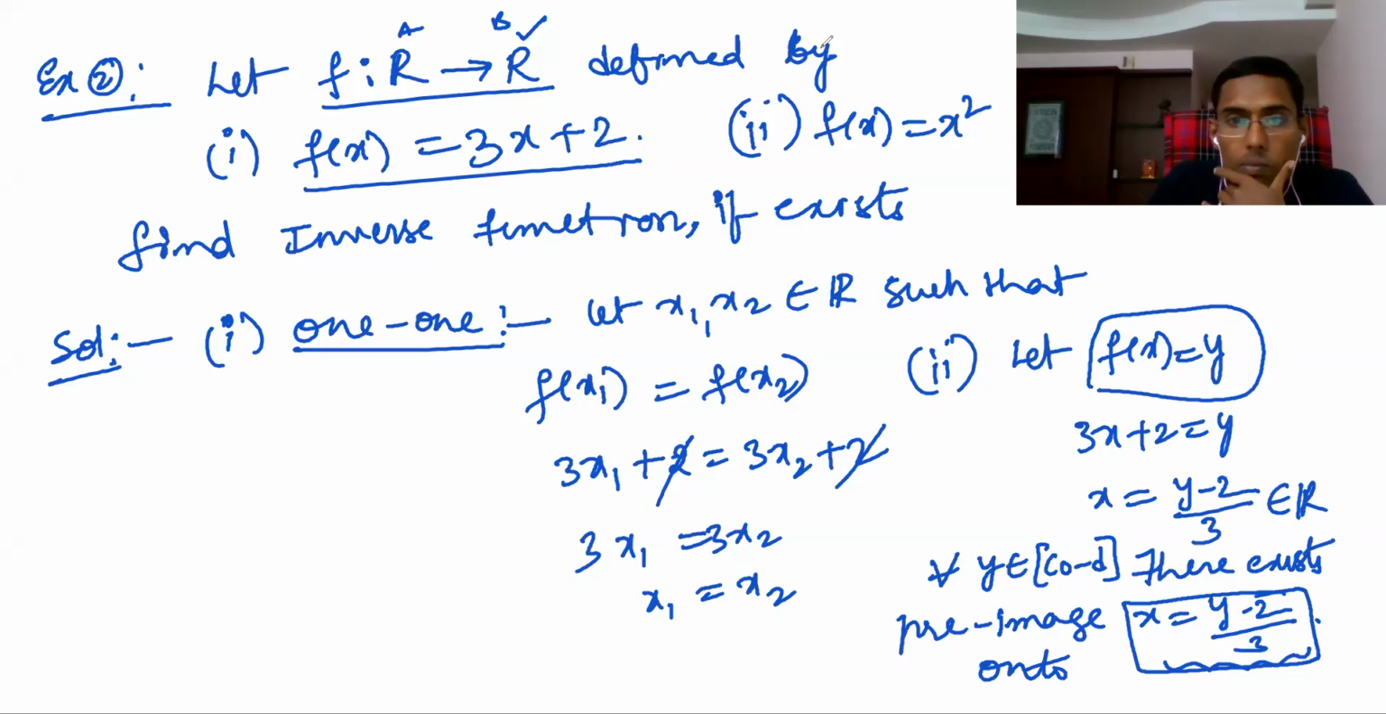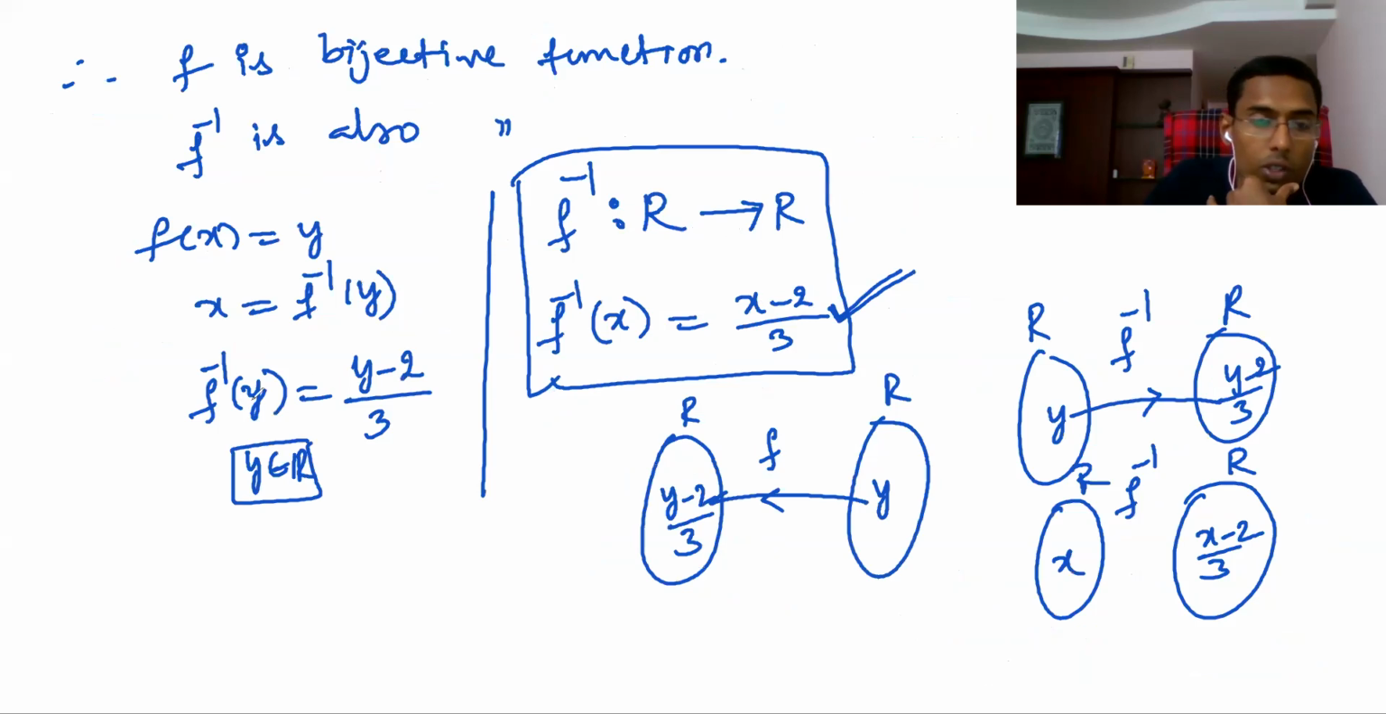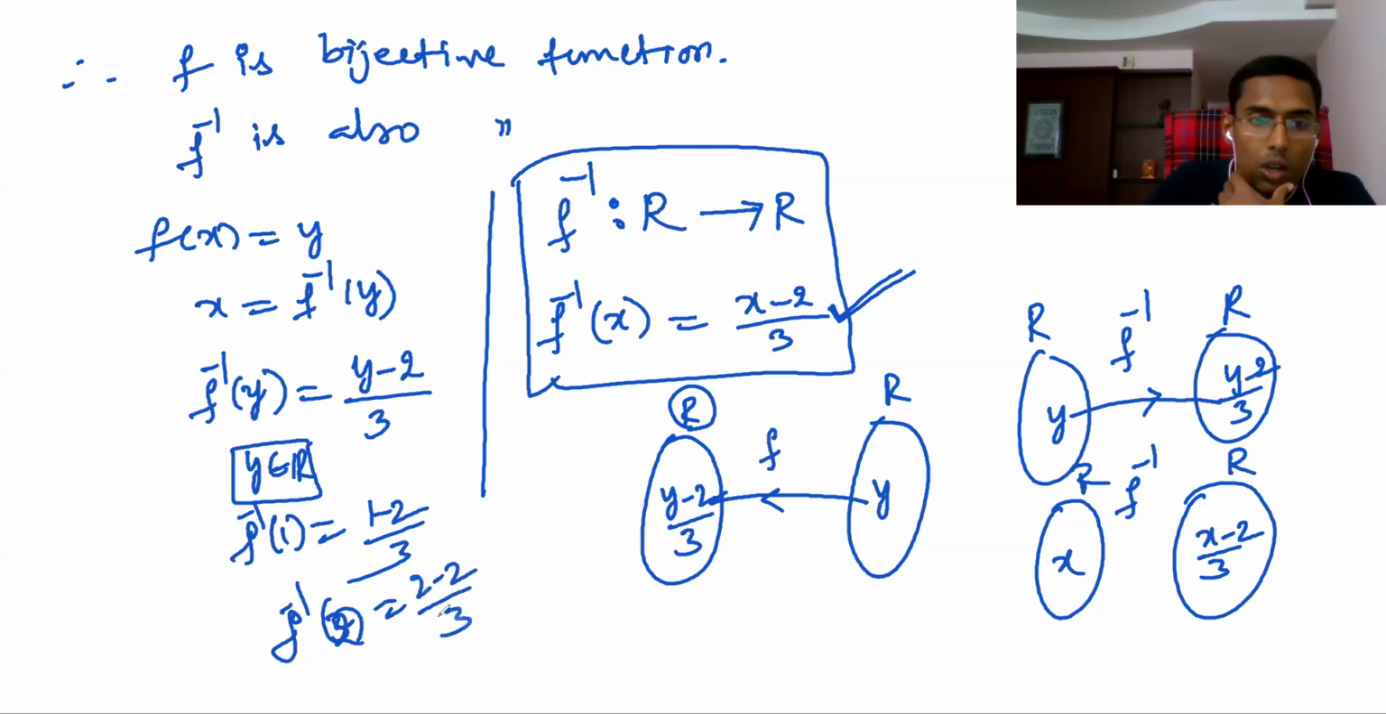Wait a minute. So here f inverse of y equals (y - 2)/3. You understand? Y here means simply a real number. That means f inverse of 1 is (1 - 2)/3. F inverse of 2 is (2 - 2)/3. Yes or no? So in the place of y, you have to put a real number.